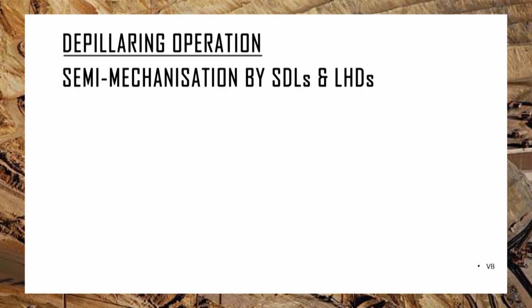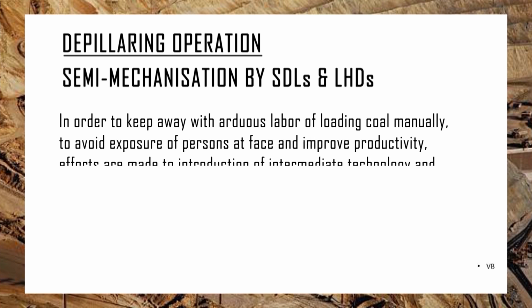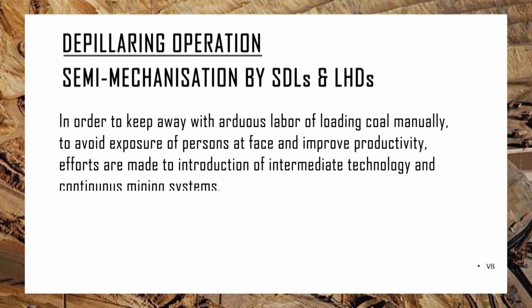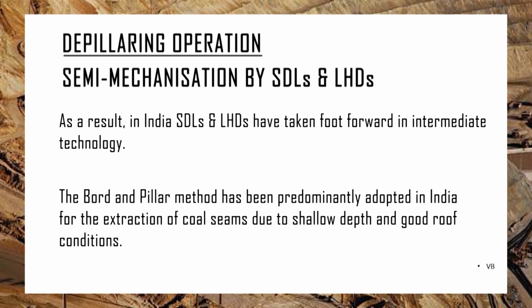Next is semi-mechanization by SDL and LHD. In order to do away with arduous labor of loading coal manually, to avoid exposure of persons at the face and improve productivity, efforts are made to introduce intermediate technology and continuous mining systems. As a result, in India, SDLs and LHDs have taken a forward step in intermediate technology. The board and pillar method has been predominantly adopted in India for the extraction of coal seams due to shallow depth and good roof condition.